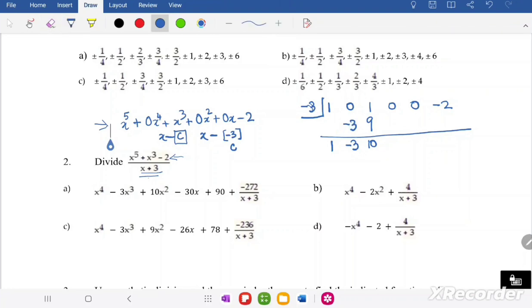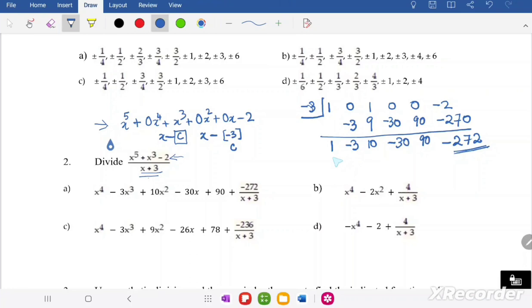Okay, 10 times minus 3 is minus 30. So we get 0 plus minus 30 is minus 30. Minus 30 times minus 3 is positive 90, right? So we write a 90. 90 times negative 3 is negative 270. And when we do the last addition, it's minus 272. Minus 2 minus 270 is minus 272, and this is our remainder.